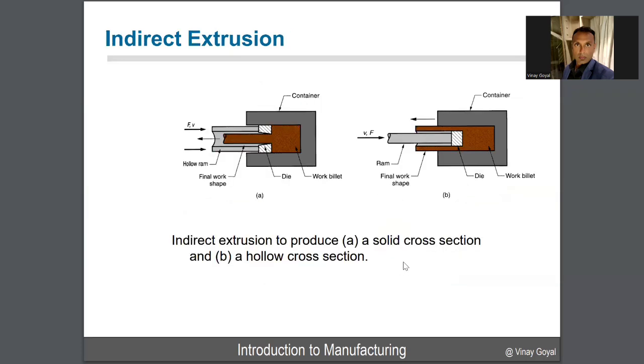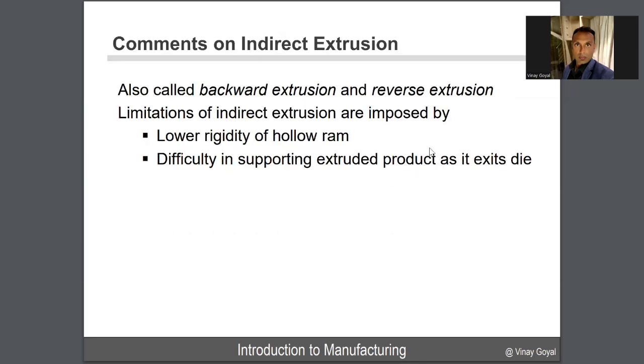Indirect extrusion here allows you to produce a solid cross section and a hollow cross section. So you can do that. Here's your die. In this case, here's your work billet, your container. Here's your final work shape right here, right? That you can get. Here's your container, your work billet, your die, and the final work shape. So, comments on indirect extrusion: it is also called backward extrusion and reverse extrusion. The limitations of indirect extrusion are imposed by the lower rigidity of the hollow ram and difficulty in supporting the extruded product as it exits the die.